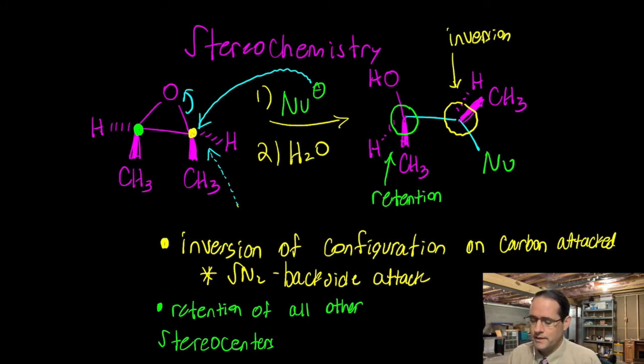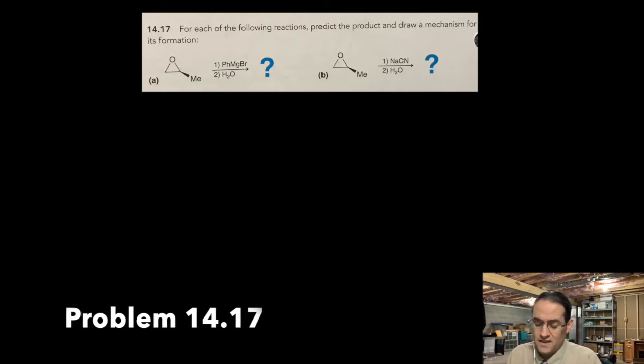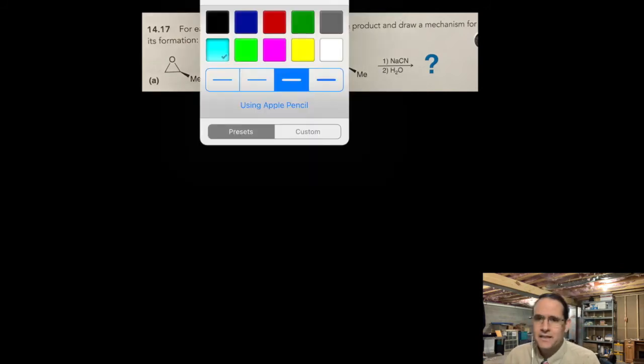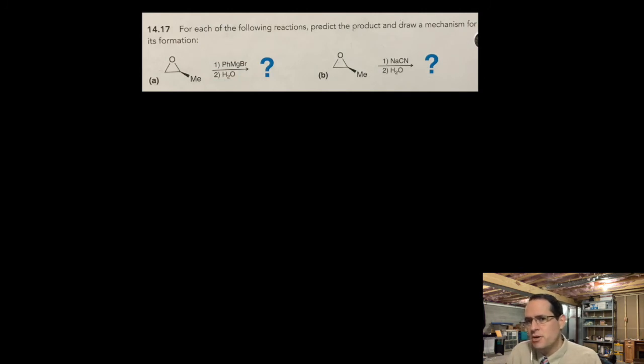Let's go ahead and look at some examples of this. Problem 17 in the Klein textbook asks us to predict the product and also draw a mechanism. What I would like to do is draw a mechanism, and when I get to the end, that'll be the product, okay? So in part A, we have an epoxide. We have a primary carbon on the left and a secondary carbon on the right.